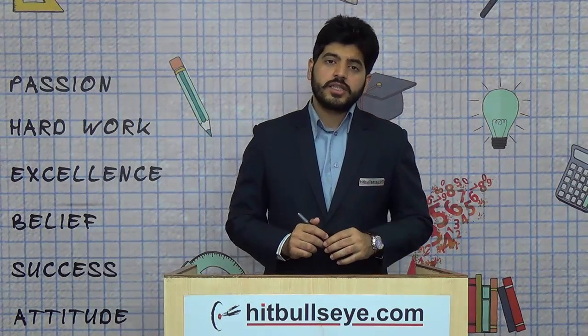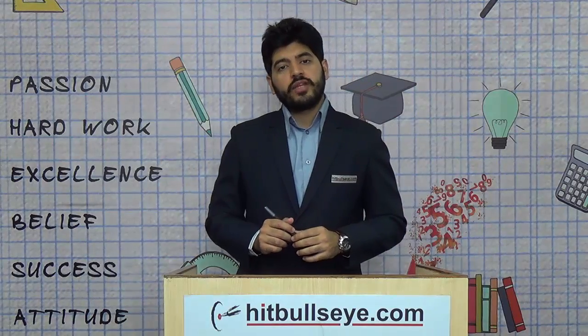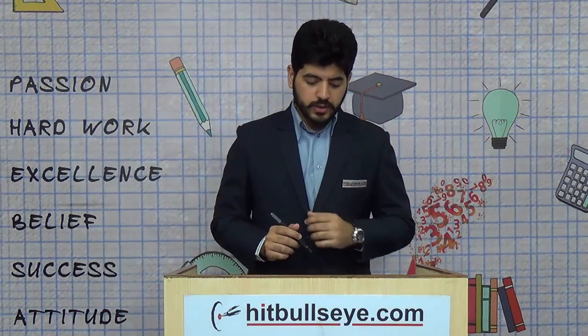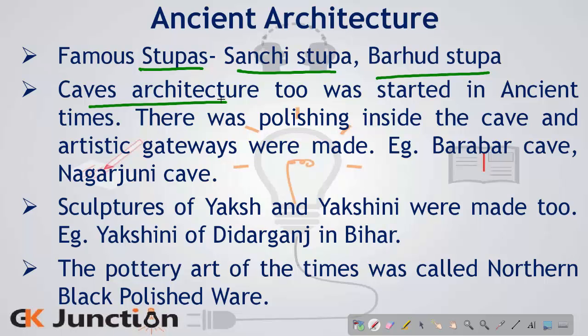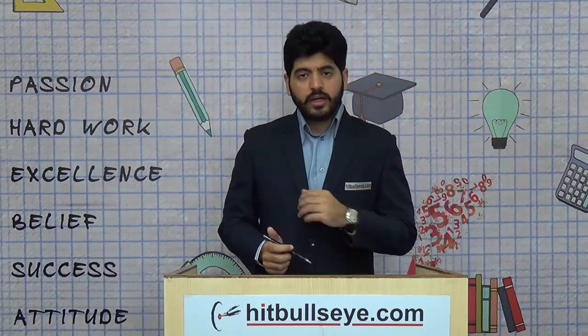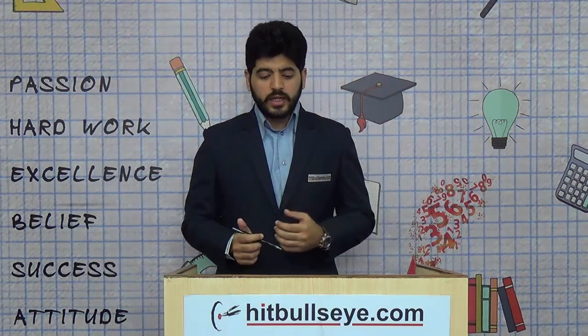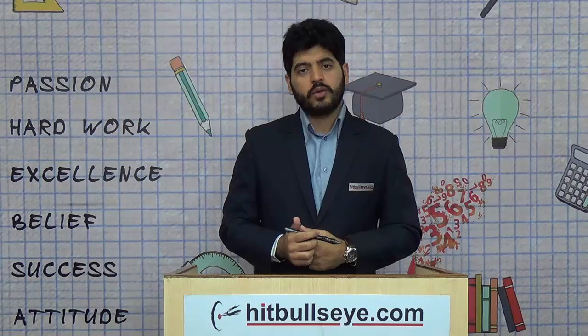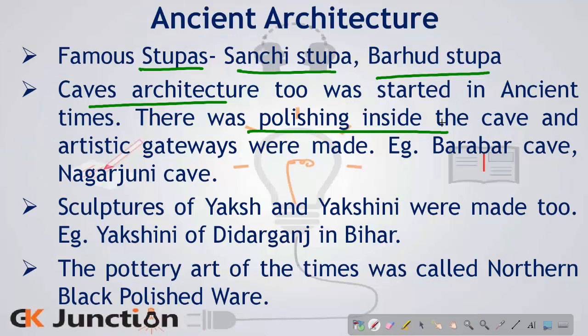After that we look into what the popular art was about. As we've already discussed, the most common popular art was cave architecture, sculptures and pottery. In cave architecture, this was the period of ancient history, and there was polishing inside the caves. What the ancient people would do is plaster the walls of the caves and then indulge in various paintings or other things that they wanted to do. And one of the most popular caves was that of Barabar cave and Nagarjuni cave.